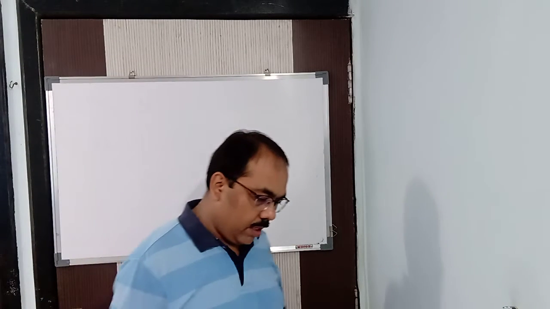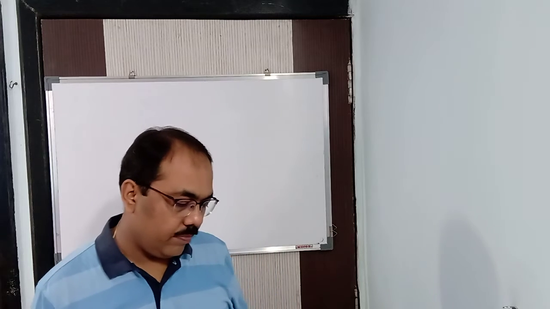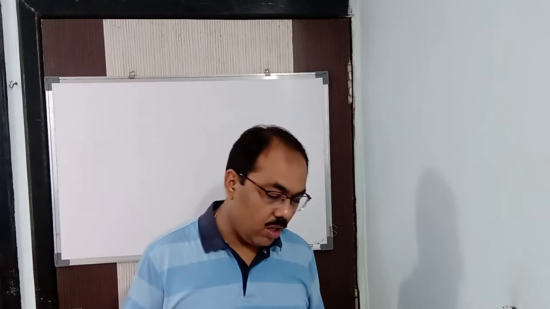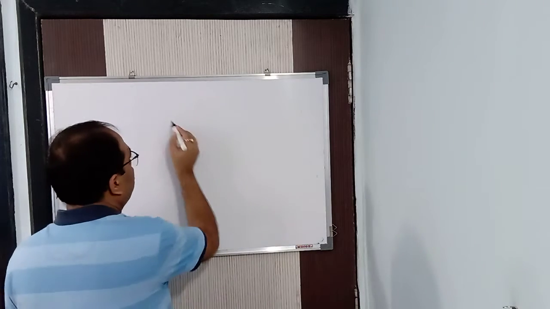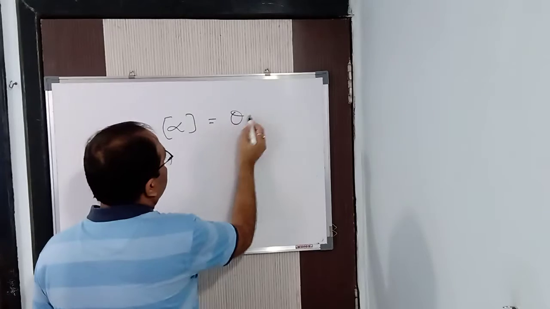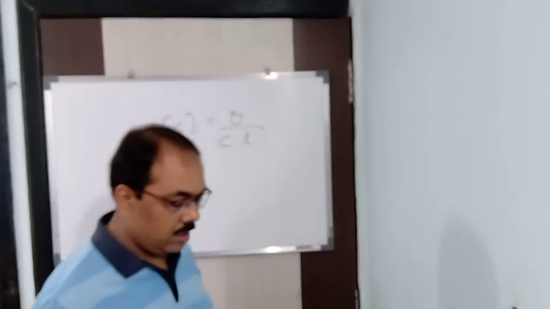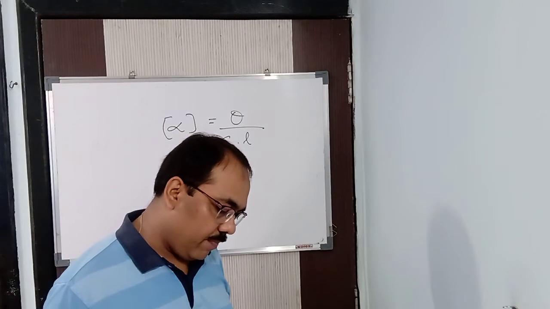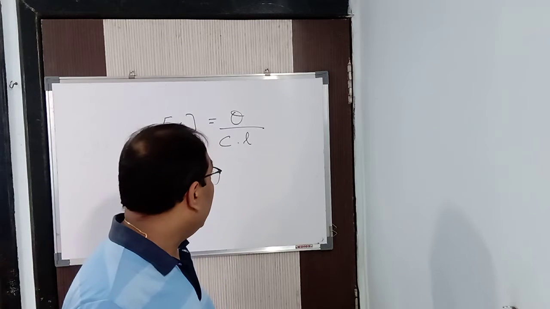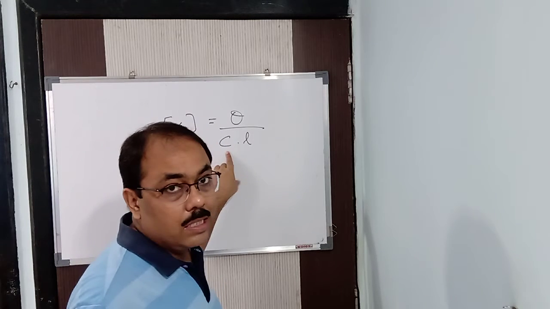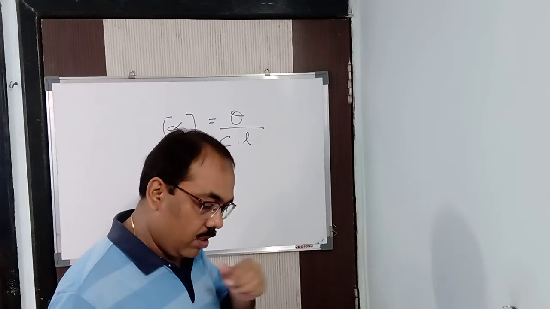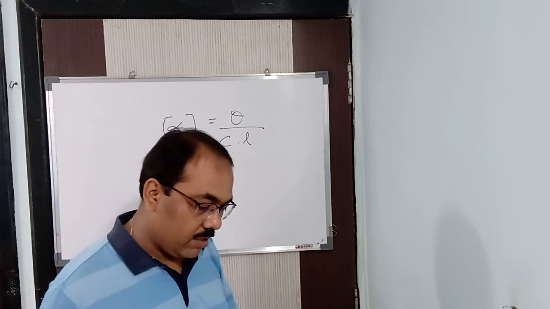Now continuing with optical isomerism only, we will calculate the specific rotation. I have already said earlier, the specific rotation is denoted with the letter alpha, which is equal to theta by c into L, where alpha is the degree of specific rotation, theta is the angle of specific rotation, c is the concentration, and L is the length of the decimeter tube, which is taken to be 1 decimeter. Clear?